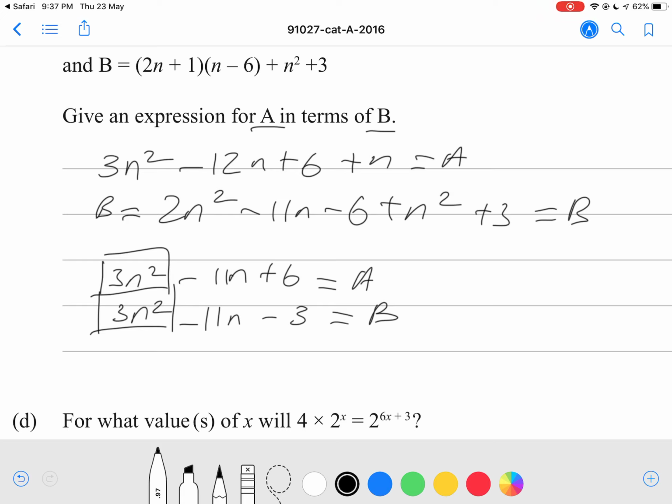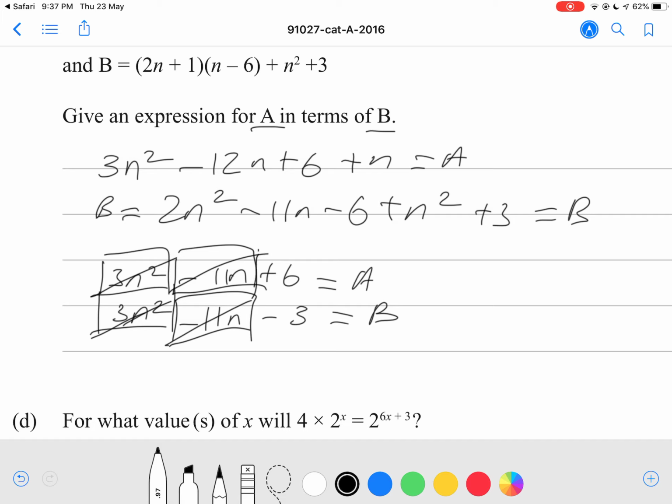That's common, right? So both a and b have this. So basically, this just gets cancelled out by each other. So we can say this and this cancel out. Negative 11n, that's here, and negative 11n here. These both cancel out because they're the same. That's going to cancel out.